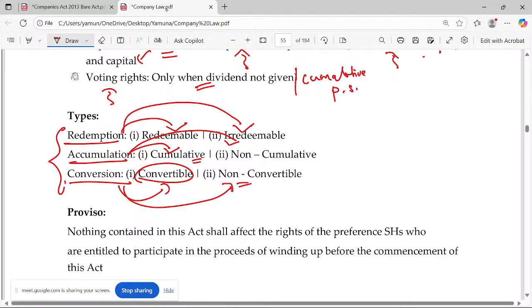Cumulative: the arrears of dividend will be cumulated, and along with the voting rights, you have to pay the dividend. Non-cumulative, no. If that year's dividend is not paid, it is not paid.